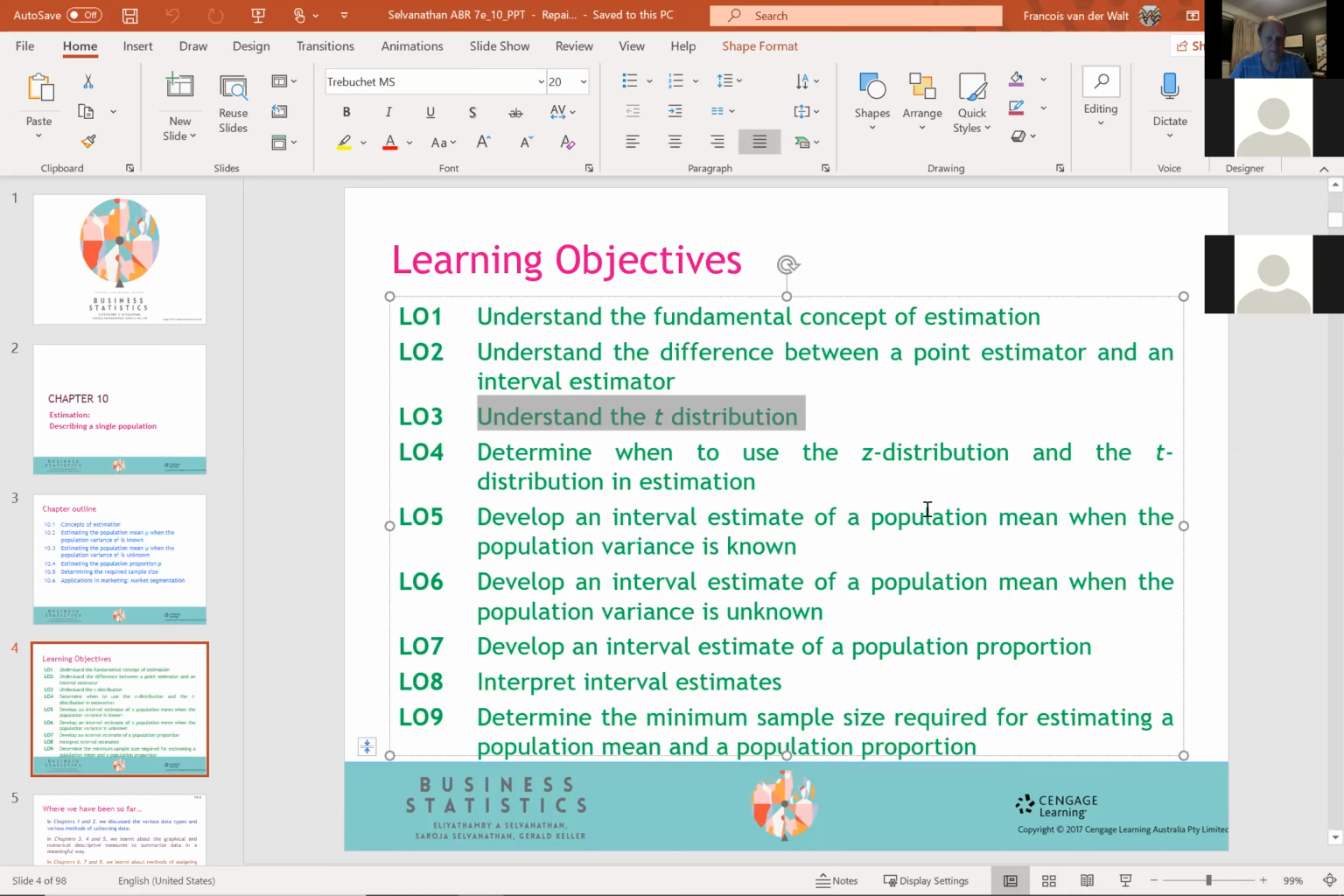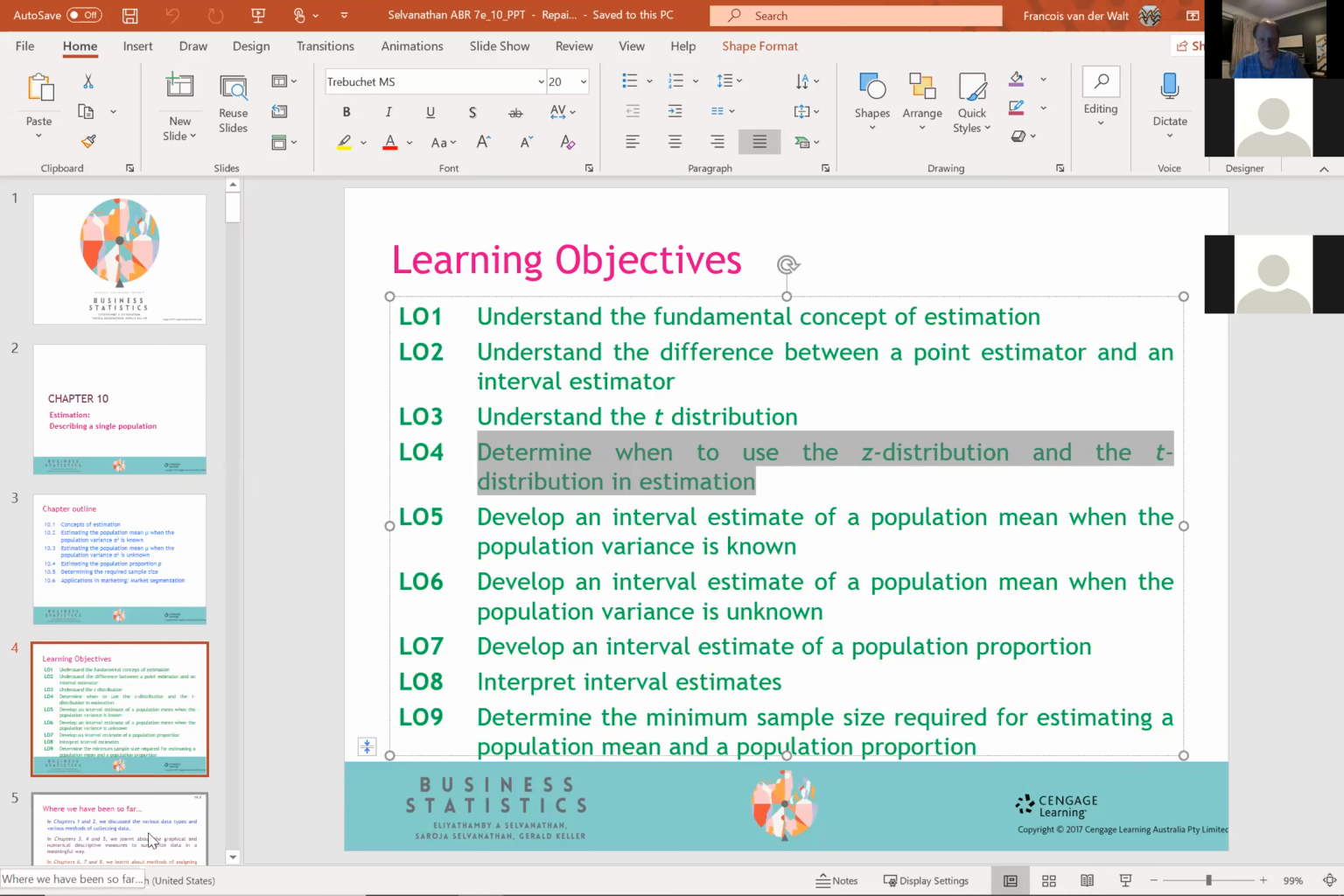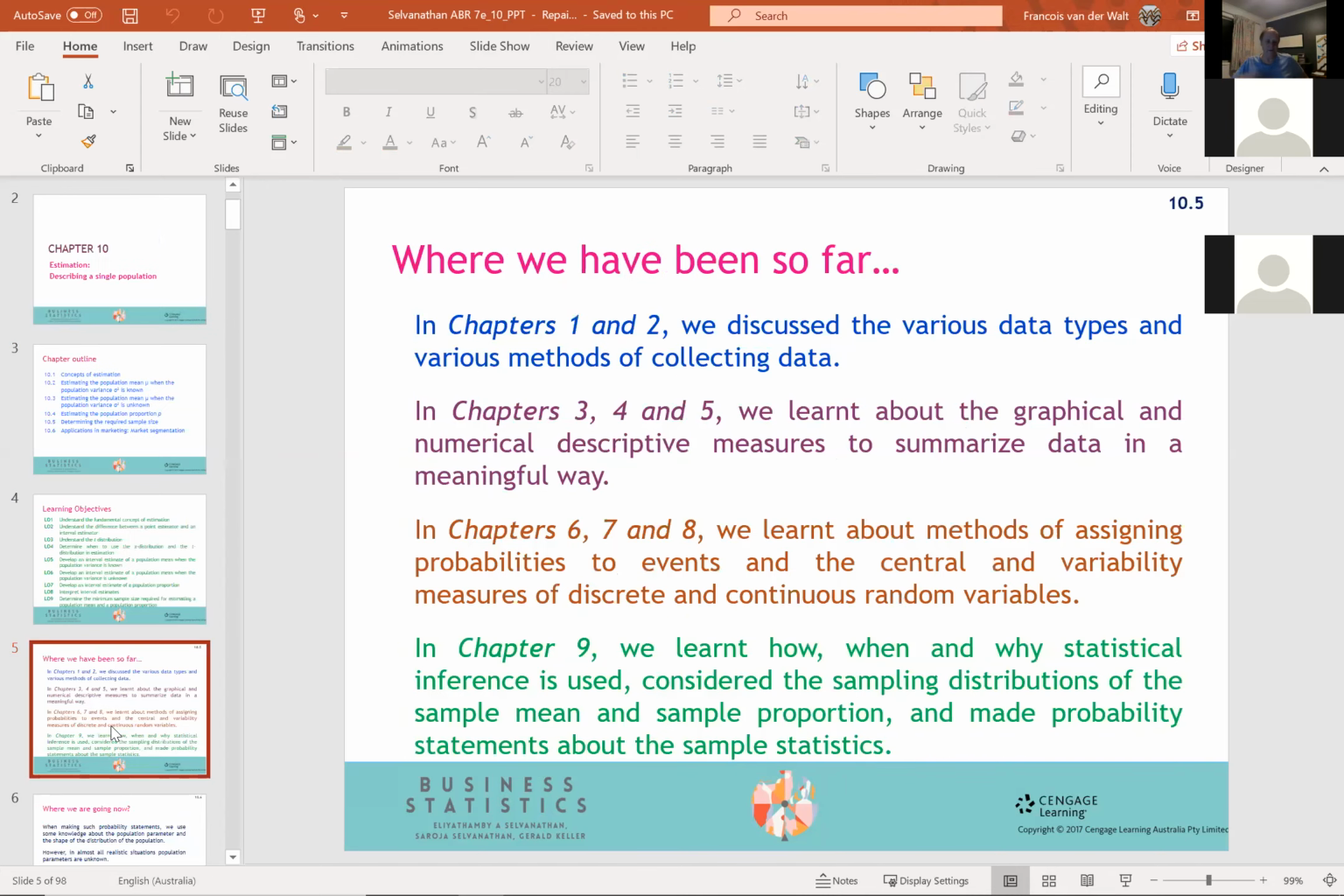And then you need to understand when to use the normal distribution, which is the Z distribution, and when to use the t distribution. Develop interval estimations. We're not going to look at that one. We're going to look at when the variance is unknown. And then develop an interval estimation of proportions. We're not really going to look at the rest of that. I really want to focus on bullet point 3. But before we get there, here's a quick overview.